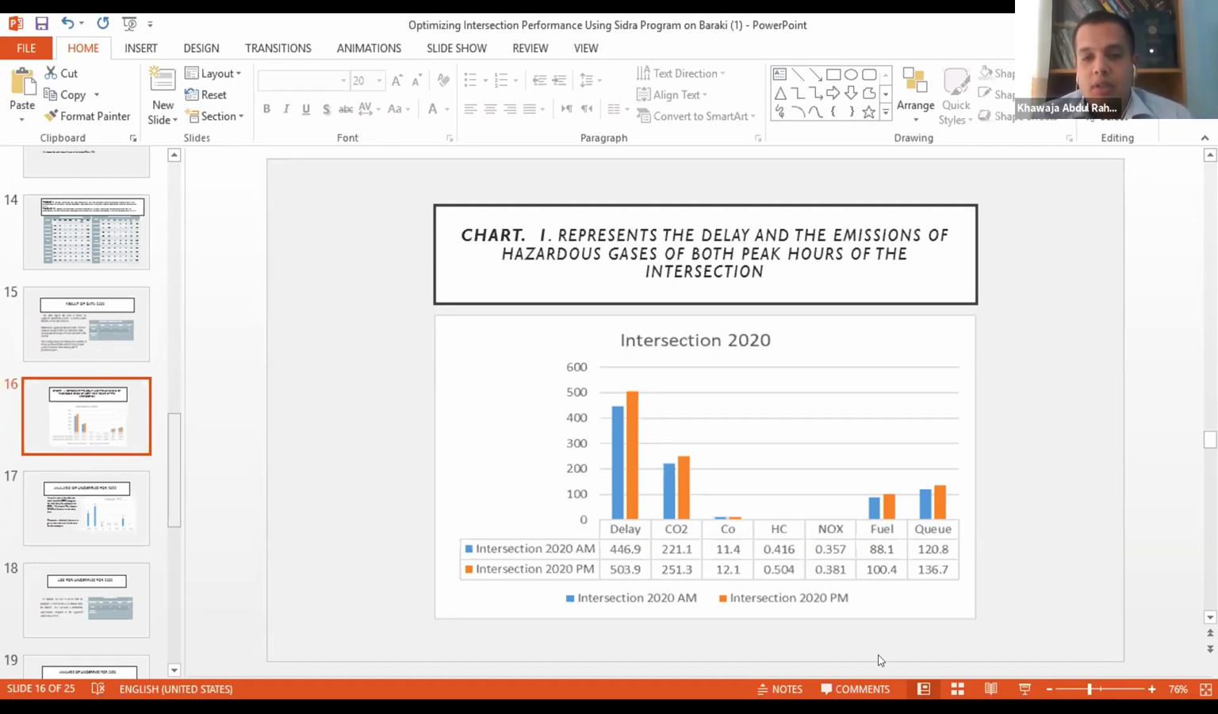About 88.1 liters of fuel can be consumed in the AM, and about 100.4 liters can be consumed in the evening, because all the cars which are stuck in the current intersection face a huge time delay, as I mentioned before. This much fuel can be consumed, and a QE of 120 can be made in the morning and 136.7 in the evening.